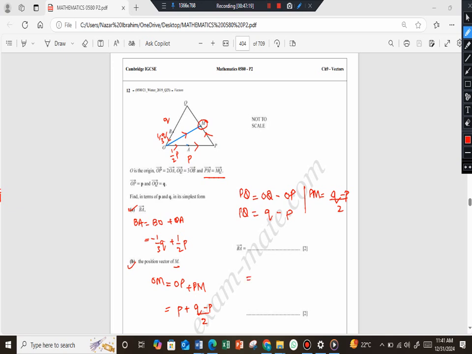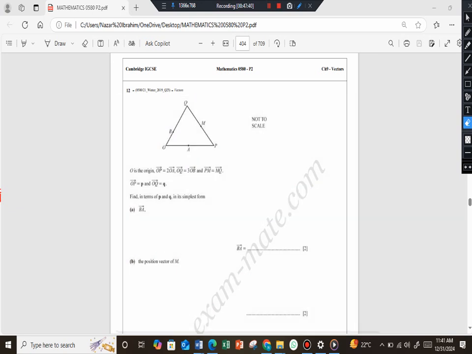Taking LCM over here, this will be 2P plus Q minus P. 2P minus P is P, so P plus Q upon 2. That is OM. Clear? Okay, let's move further.